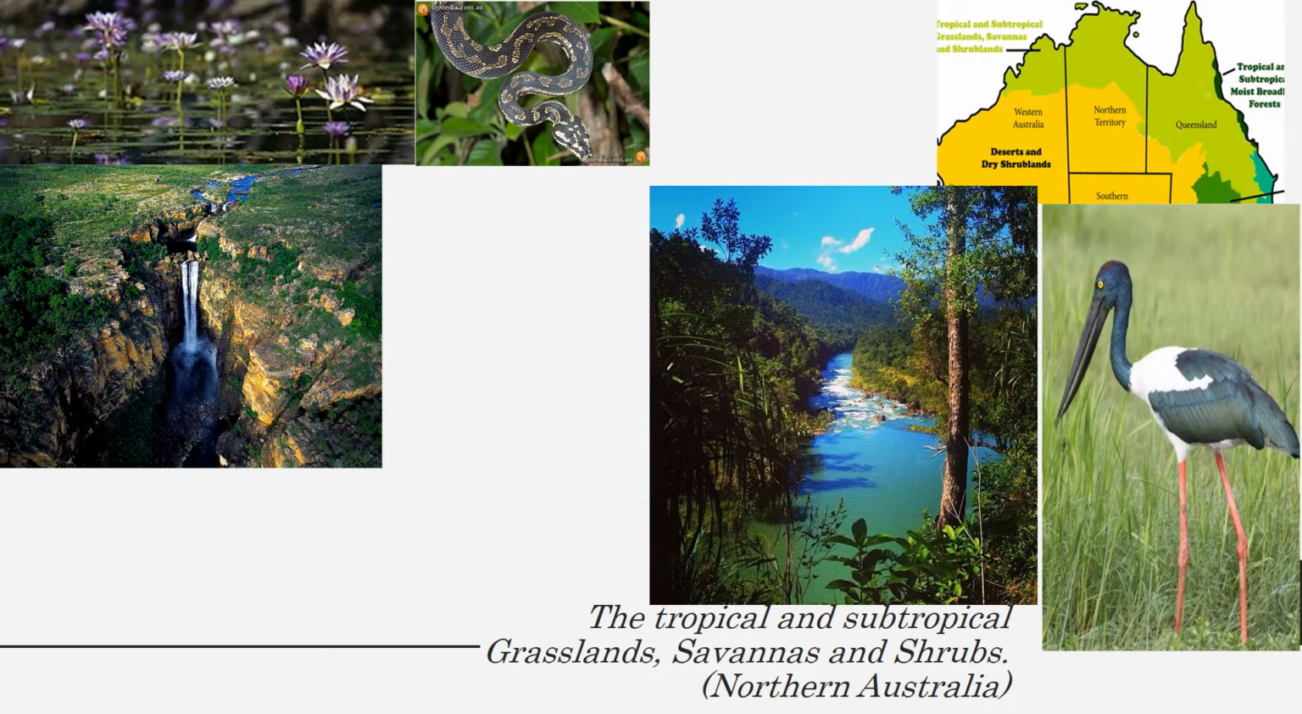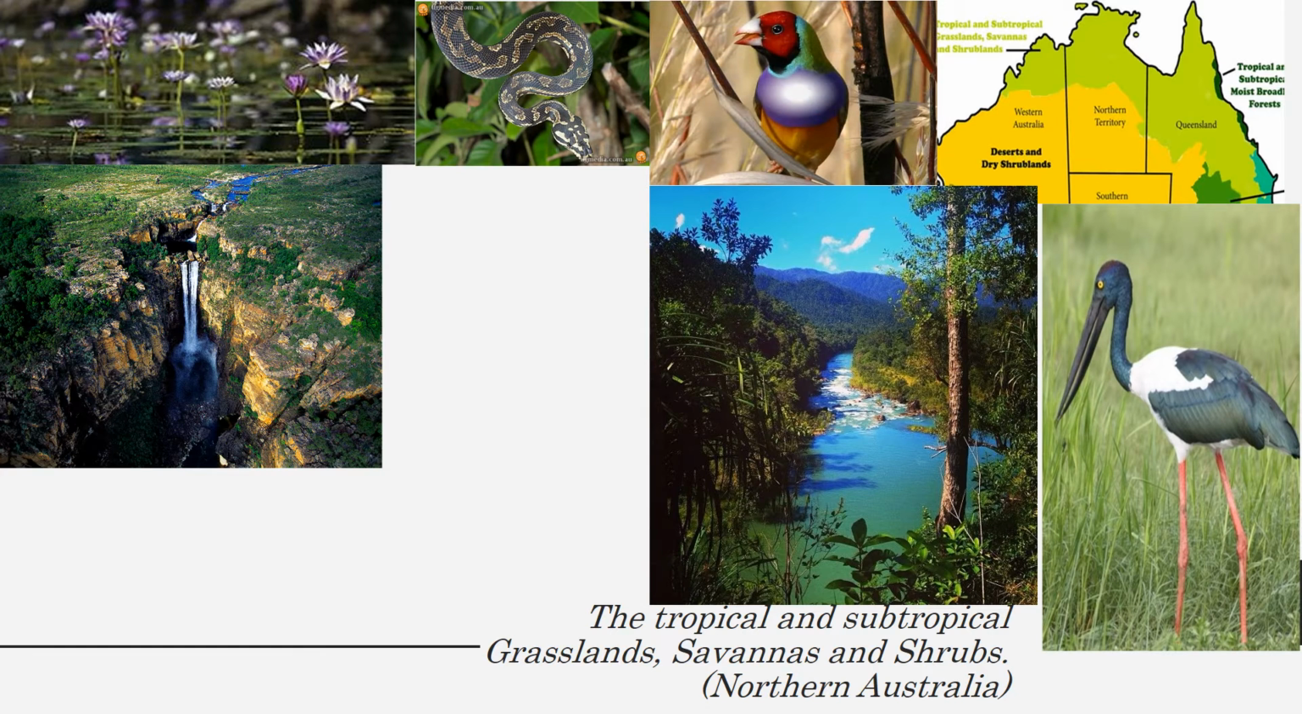This is a jabiru, and it is a very big kind of stork-looking bird, and they're found all over Australia, mainly in this area, and mainly in the wet sort of subtropical areas. And this is a Gouldian finch, which is very common, and they're almost like parrots, and they're very pretty.